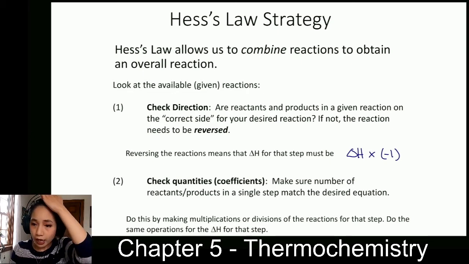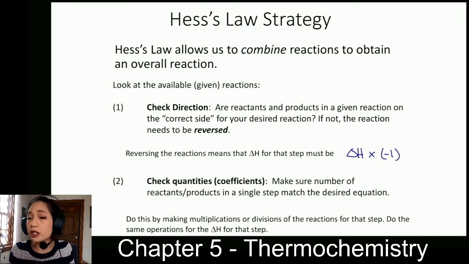The strategy here is we can use Hess's law to combine reactions to obtain an overall reaction. To do that, typically you're given multiple steps, each with their own delta H value. As long as those reactions add up to the overall reaction that we're trying to obtain, then all we have to do is add up the delta H's of each individual step. The important thing is when you're looking at all of the different steps, you need to check that the direction of the reaction is correct.